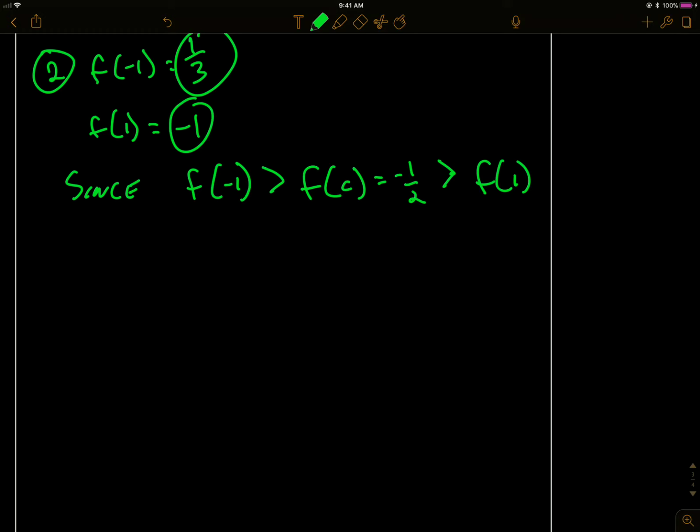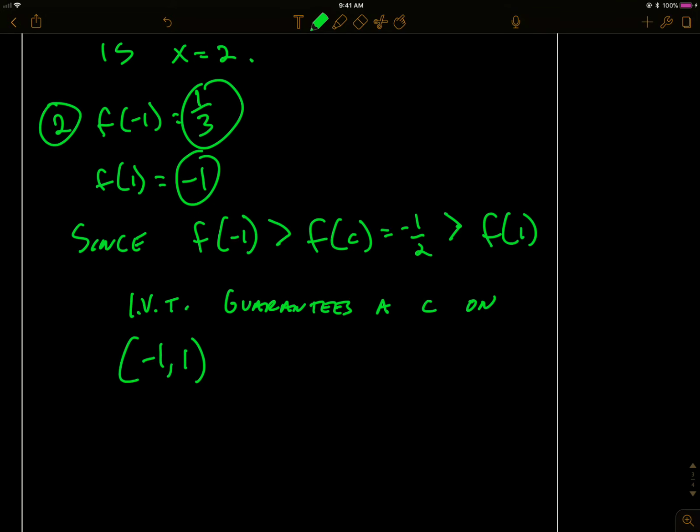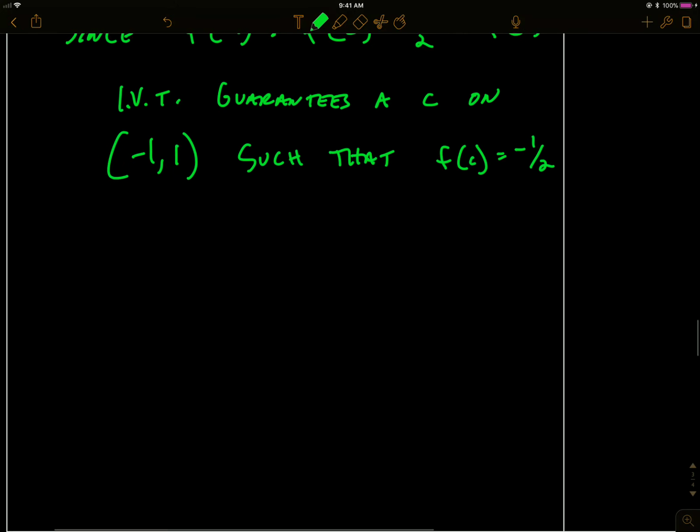So since that's true, the IVT guarantees a c on the open interval, -1 to 1. Sometimes I write a to b. You really should write the interval in there. A c on -1 to 1 such that f of c is equal to -1/2. So that's it. That's all the theorem tells you. Yes, there's an x value that has that y value.